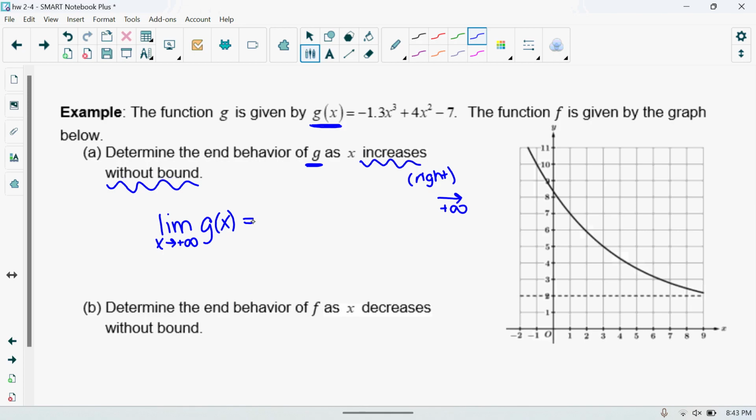So now I have to remember my polynomial rules. This is a negative leading coefficient. This is an odd degree. So my graph goes like this. So on the right side, my arrow points down. So it goes to negative infinity.